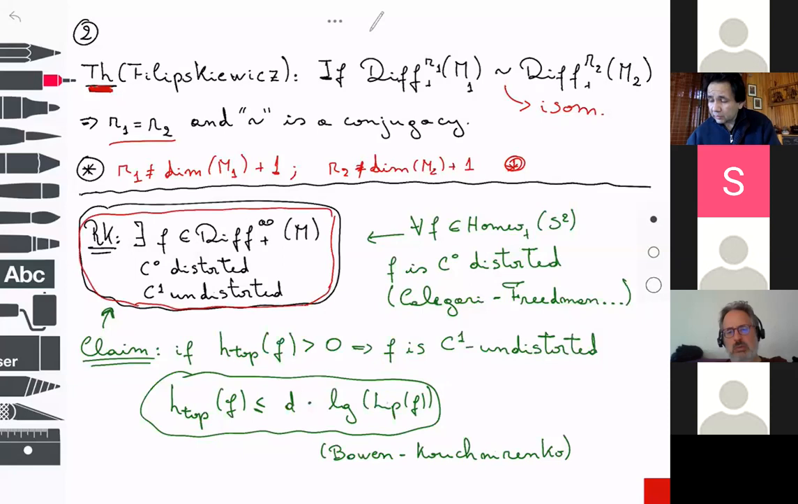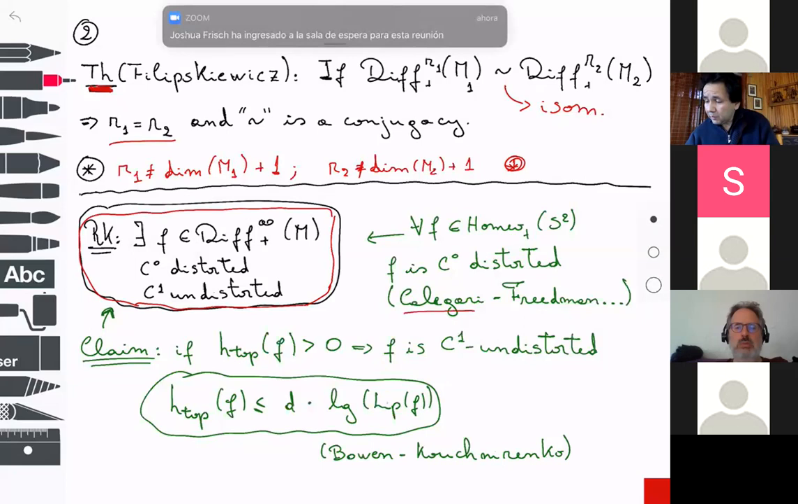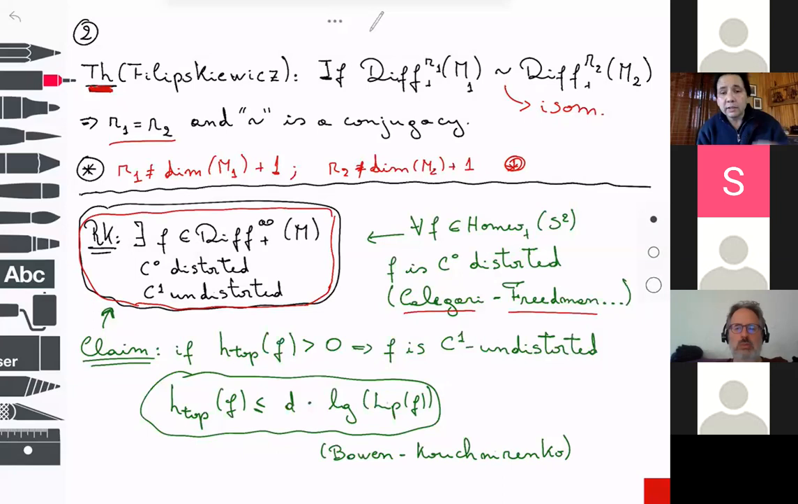Actually the theorem says more than that. This is a theorem by Calegari and Freedman, which says, for instance, if you take any homeomorphism of the sphere, then it is distorted in the group of homeomorphisms. But if you take a diffeomorphism with a hyperbolic fixed point, well, this cannot be distorted in the group of C1 diffeomorphisms, because this hyperbolicity grows exponentially along the iterates of this map. So the logarithm of the multiplier grows linearly, so the map cannot be distorted.